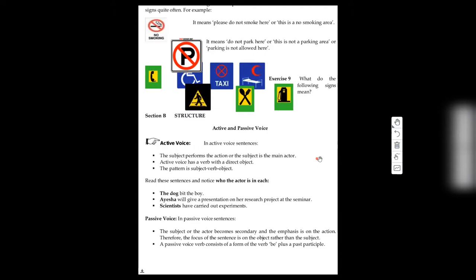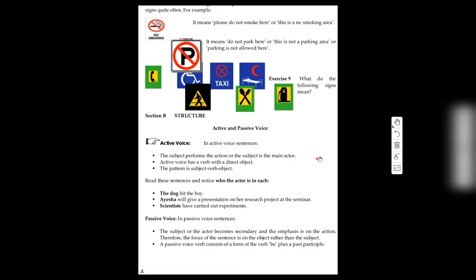In active voice, there is a verb with the direct object. The pattern is subject, verb, and object. Now let's have a look at these examples. The dog bit the boy.